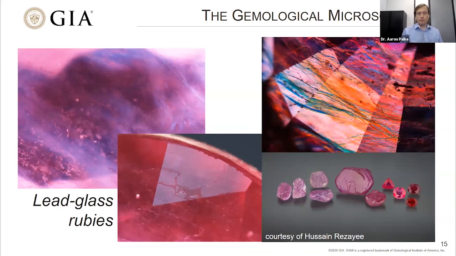Same thing for rubies, for lead glass filled rubies. There's absolutely no reason in the earth where a lead glass would seep into the fractures of a ruby, just happening to clarify the ruby and improve its clarity. So looking in a gemological microscope with this approach of understanding the geology of these stones, we can identify these types of treatments quite easily.